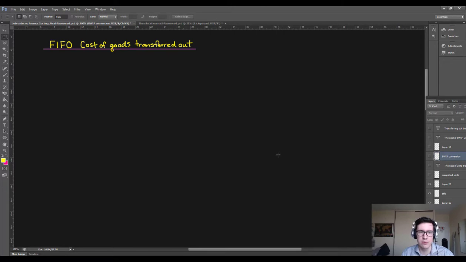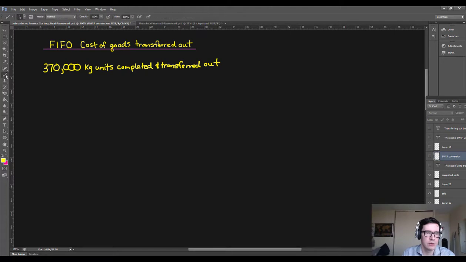So for the FIFO method, we're trying to figure out the cost of goods transferred out. So all of the costs that have moved from one process to the next. So where can we start with this? Well, we've got our 370,000 of completed units that are transferred out.